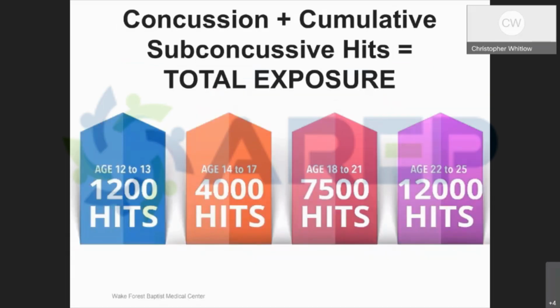So the issue I'm most interested in goes beyond concussion or TBI and is really focused on total exposure, with concussion and all the cumulative subconcussive hits resulting in total exposure. And what's really interesting for children is that there are guidelines for limitations for mercury exposure, lead exposure, all kinds of exposures, but not really any limitations for head impact exposure.